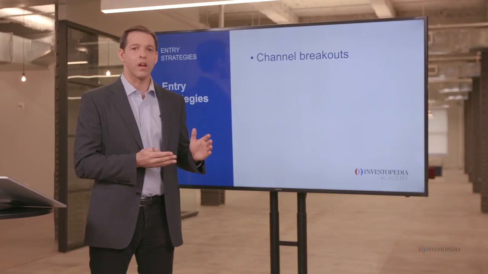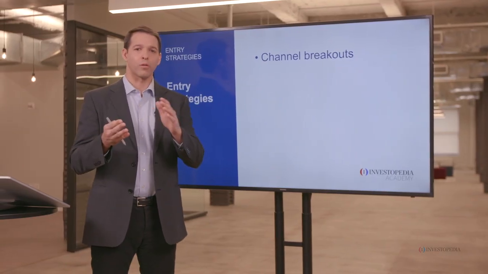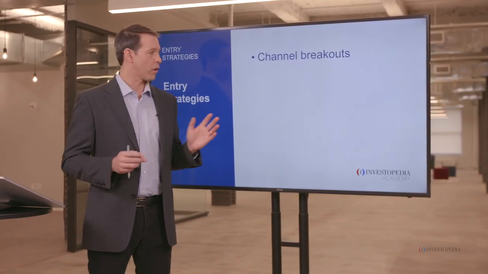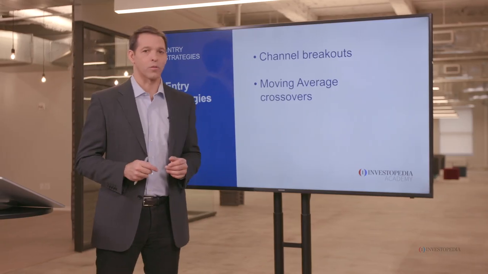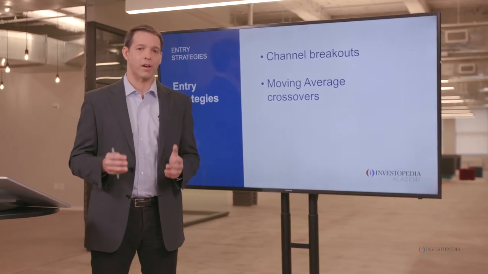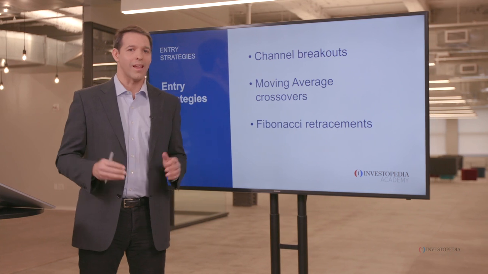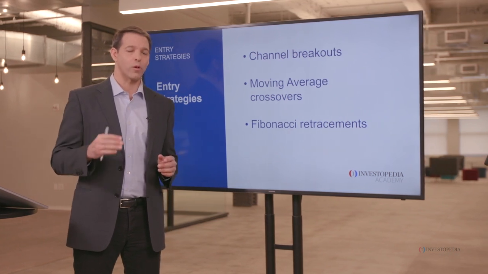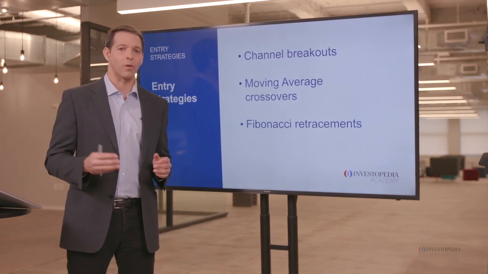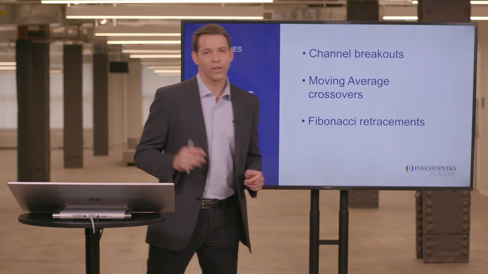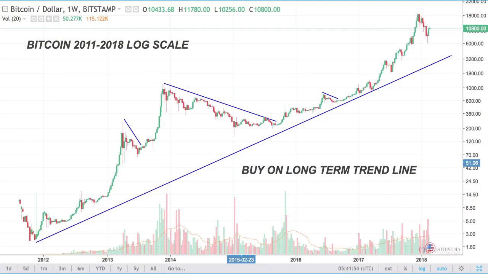And this happens when a trend, which is either going up or down, starts to accelerate one way or another. Moving average crossovers, and this can indicate a change in direction of the trend. And lastly, we'll look at Fibonacci retracements. And these are great for figuring out what support levels to buy at when the market pulls back. So let's get into some of these charts right now.